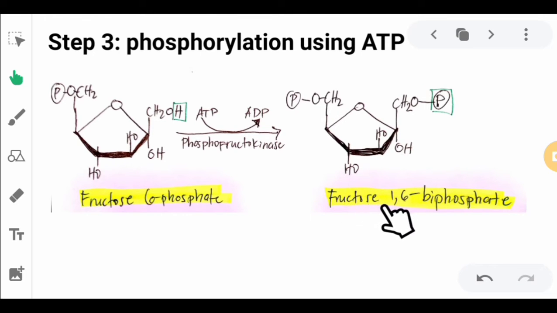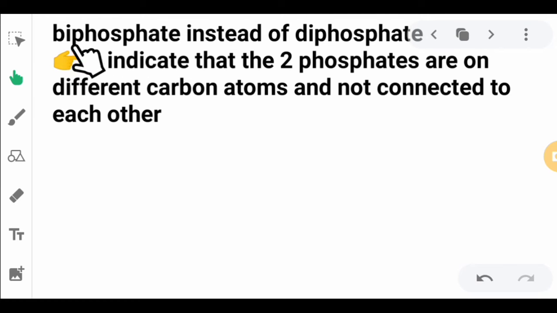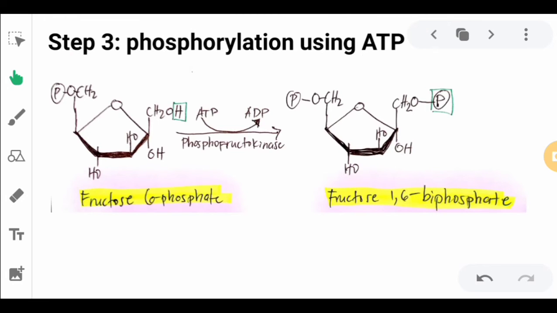That is why you now have your fructose 1,6-bisphosphate. The use of bisphosphate instead of diphosphate is to indicate that the two phosphates are on different carbons and not connected to each other. Unlike if we use diphosphate, it means that they are on the same carbon. So, for example, if you use diphosphate here, it means there are two phosphates here. But since they are on different carbons, we use bisphosphate, indicating that there are two phosphates but in different places.